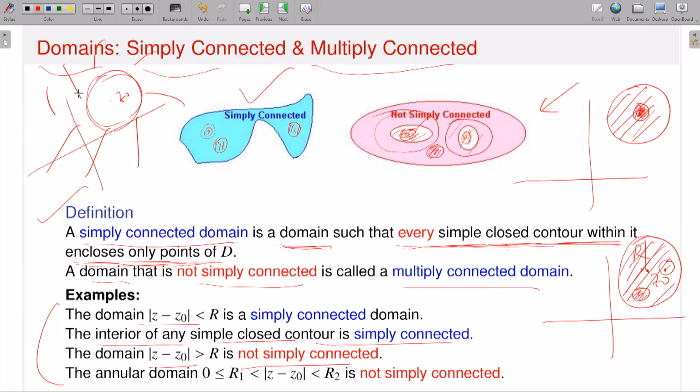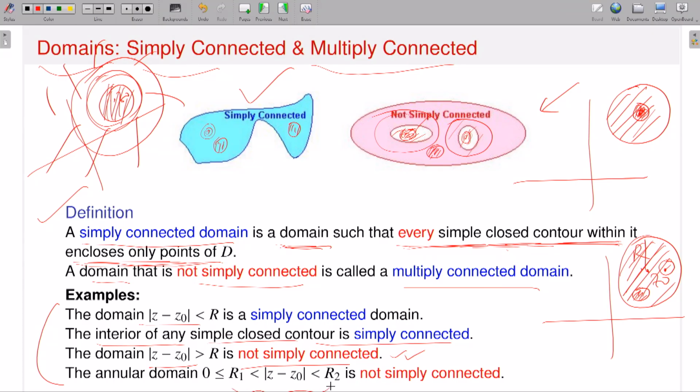And if there is a hole, as I said, it is not simply connected, because if I take a simple closed contour like that, this portion is not a part of the domain. It does not enclose only points of D. I can squeeze this simple closed contour to a point, but at some point of time it will leave my domain. While squeezing, this contour and its inside is not a part of the domain, so it is leaving my domain. Therefore this is not simply connected.